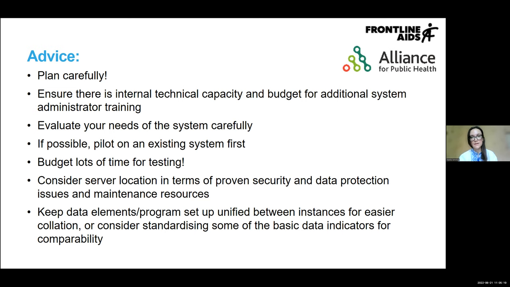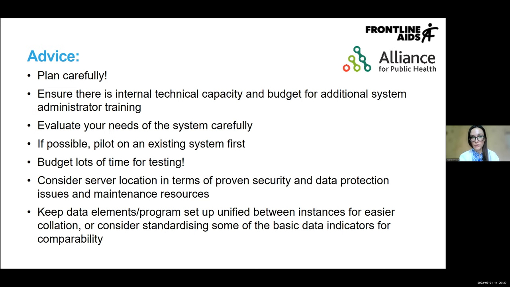Spend enough time for testing the system and its revision. We do spend a lot of time in testing and revision, and this process was done again and again. And maybe this is the reason why we succeeded in that. So be patient with that.